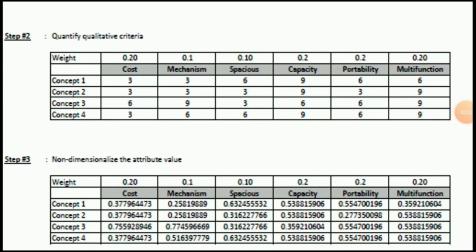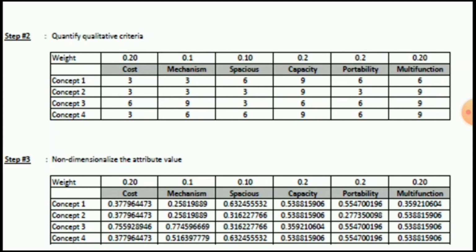Moving on to step number 2, quantify the qualitative criteria. Because this is taken straight from the Pugh matrix, we don't have any problem since we are using numerical representations, so we don't have to transform qualitative into quantitative criteria. However, if you look at the Pugh matrix, we are using a scoring system where number 1 represents the lowest, number 2 the medium, and number 3 the highest.